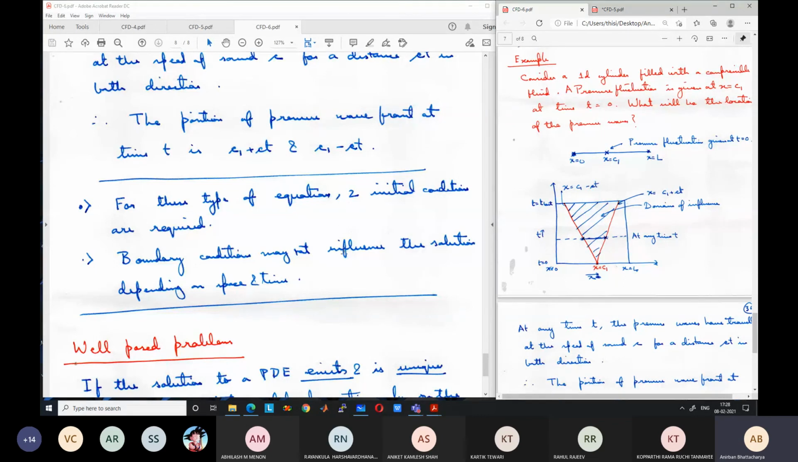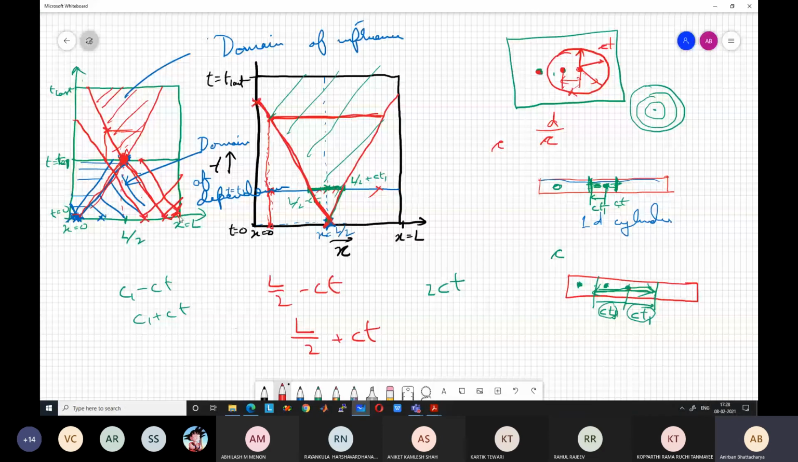Say we have a boundary condition at this point. Let me just go back to our drawing. Say I have a boundary here, and I have put some boundary condition. The zone of influence of the boundary condition also travels with the speed x equal to minus ct and plus ct.